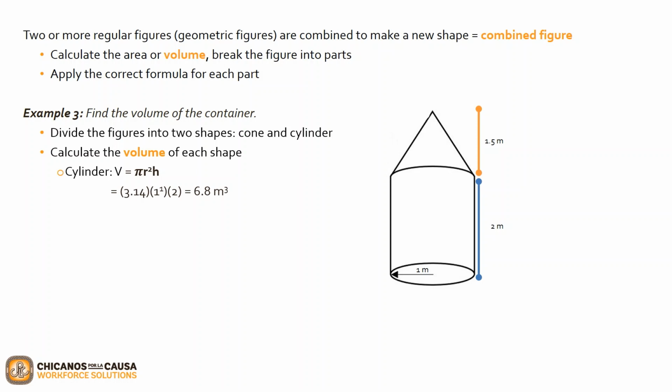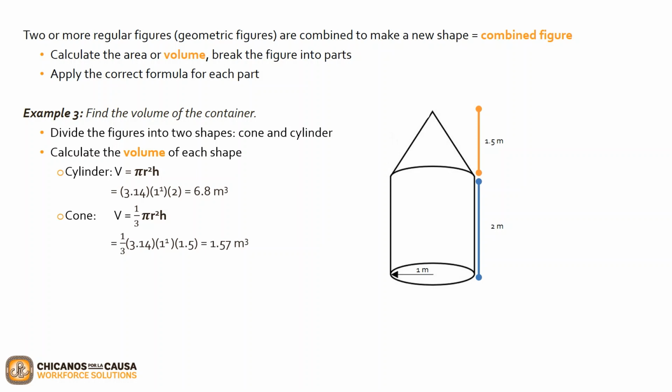Now let's look at the cone. So the formula to find the volume of a cone is 1/3 times pi times r squared times the height. So remember, we're only focusing on the cone itself. So we have 1/3 times 3.14, which is pi.